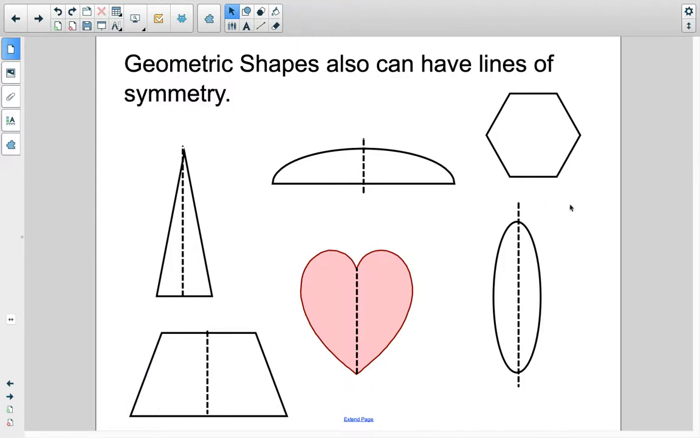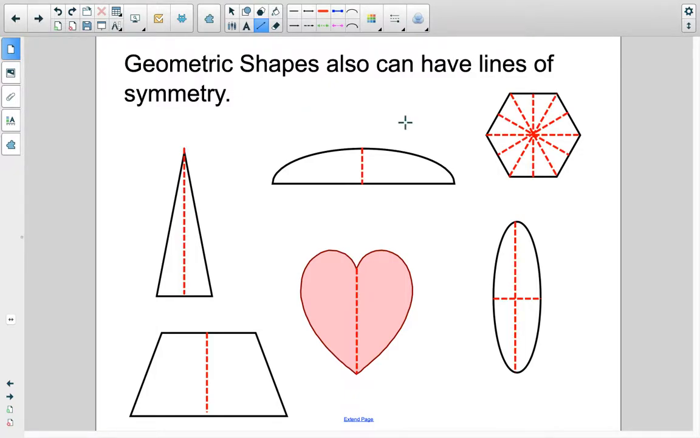And then the hexagon's a little tricky because not only can you fold it from point to point like that, but you can also fold it through the sides, right? If I go to the middle of this side to the middle of this side, I can also fold this half on top of this half. So it actually has tons of lines of symmetry. So I'll show you what it looks like. If I was to draw in all the places I could fold that hexagon so it landed on itself, it actually looks like this. Lots of lines of symmetry, right?